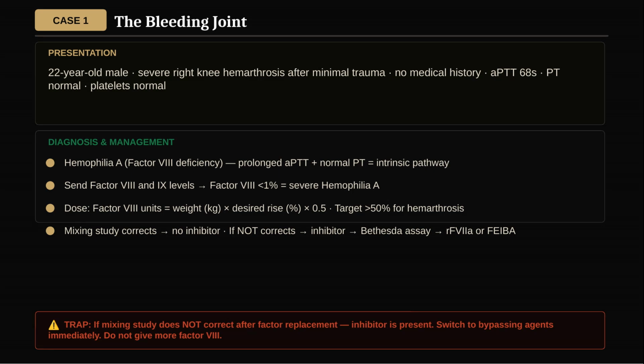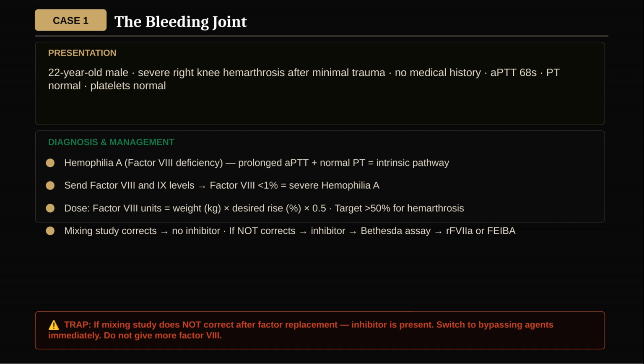A 22-year-old male presents with severe right knee pain and swelling after minimal trauma. No significant medical history. aPTT 68 seconds, PT normal, platelets normal. The bleeding pattern, hemarthrosis after minimal trauma in a young male, points immediately to hemophilia. Prolonged aPTT with normal PT confirms intrinsic pathway deficiency.